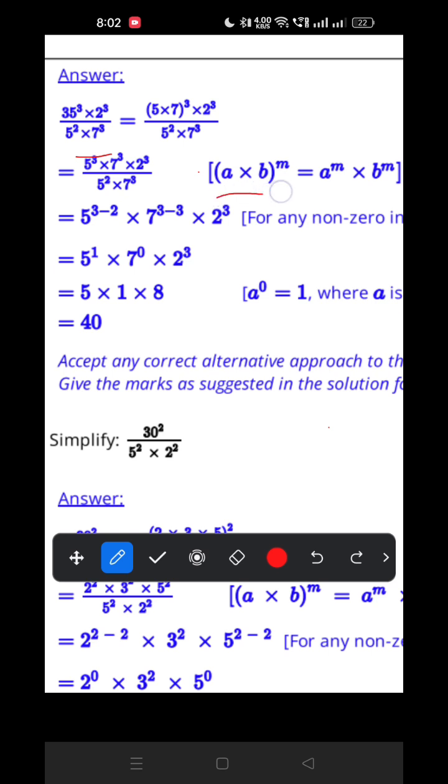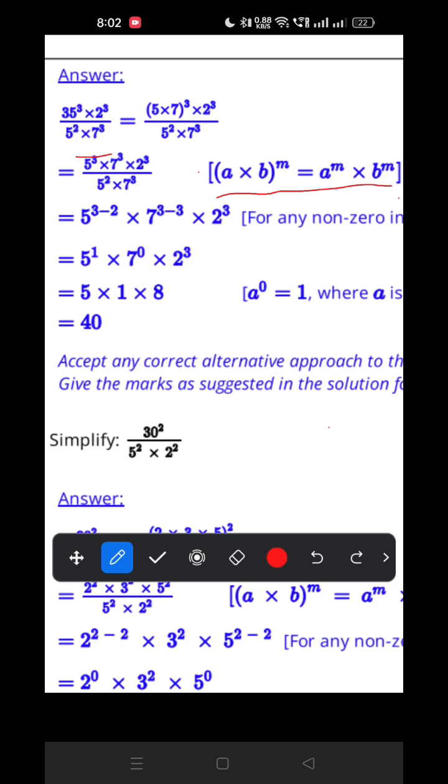Means by using this indices rule, (a into b) raised to m is equal to a raised to m multiplied by b raised to m. Here m is the index of a raised to m and b raised to m also. After solving the bracket, we write 5 raised to cube into 7 raised to cube multiplied by 2 raised to cube, and the denominator as it is.